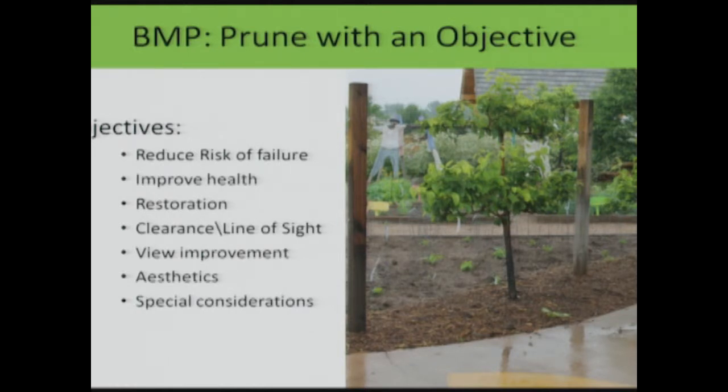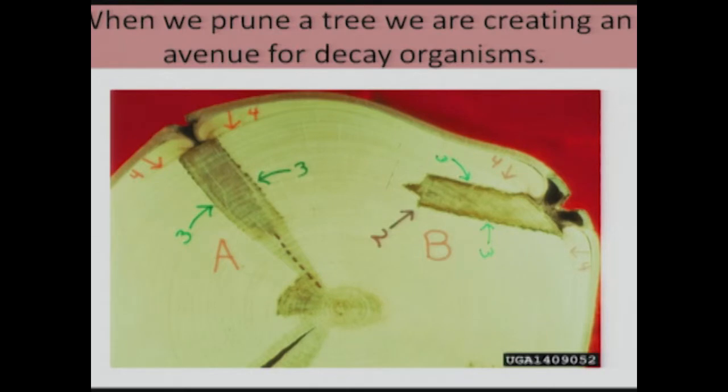But no matter why we're pruning a tree, we should be doing it with a specific objective in mind, because pruning, as most of you probably know here in this room, is a double-edged sword, right? There are negative consequences to a tree when we prune it. One is that pruning is just another form of wounding it. It's a controlled form of wounding the tree, right? So we're creating wounds which allow decay organisms into the heartwood of the tree, the structural wood of the tree. So we don't want to be doing it willy-nilly. We want to be doing it with purpose.